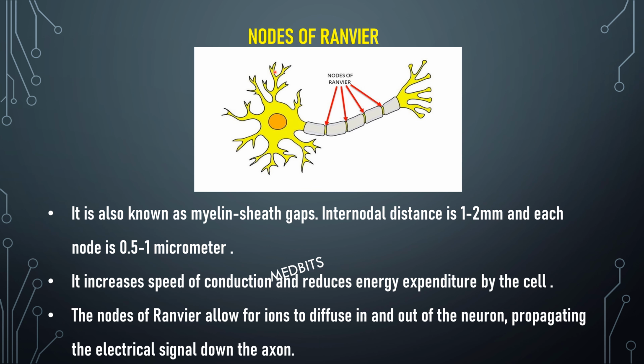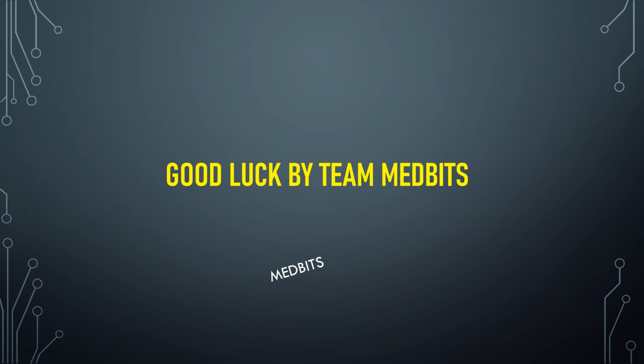Now the next topic is nodes of Ranvier. It is also known as myelin sheath gaps. Internodal distance is 1 to 2 millimeter and each node is 0.5 to 1 micrometer. It increases speed of conduction and reduces energy expenditure by the cell. The nodes of Ranvier allow ions to diffuse in and out of the neuron, propagating the electrical signal down the axon.